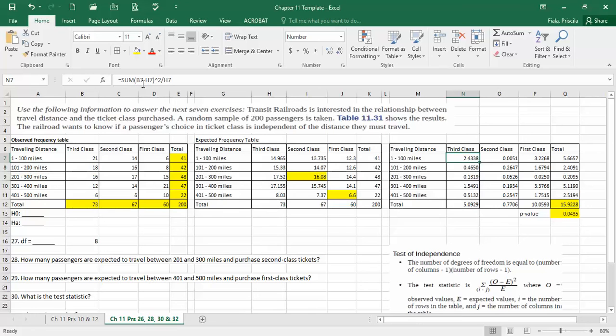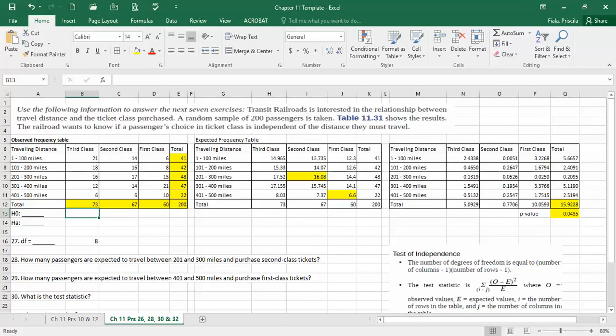For example, sum of B boy 7, which is 21, minus H7 right here. See? Let me go back here. Column H, row 7, which is 14.965. And the sum of that squared divided by, again, my expected, which is 14.965. And there it is. It gave me already the values because it sums all this for me to give me my test statistic right here.